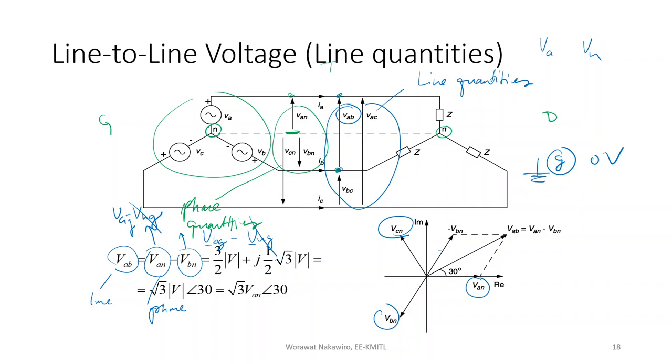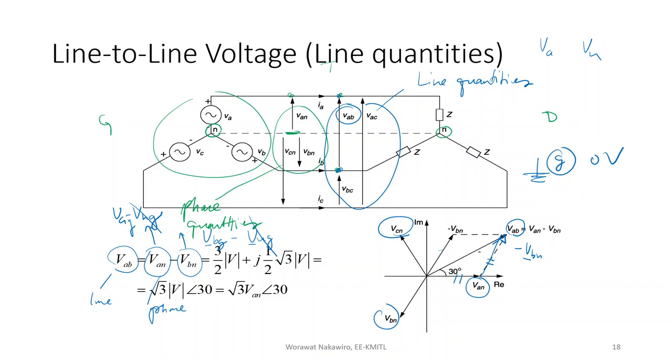VAN is here, VBN is here. So what is minus VBN? The negative VBN is the vector with the same length but the opposite direction. VBN is pointing down, and minus VBN is here, and you can create the parallelogram of this. The resultant of VAN minus VBN is here. This is VAB. If you use the cosine law that you learned in geometry or physics class, now you have an equilateral triangle.